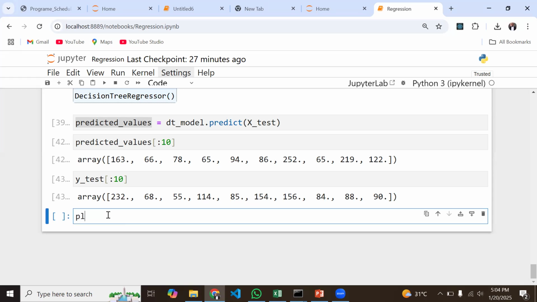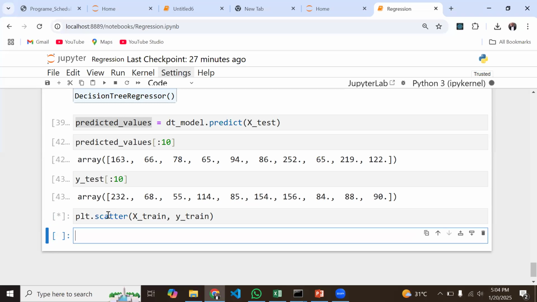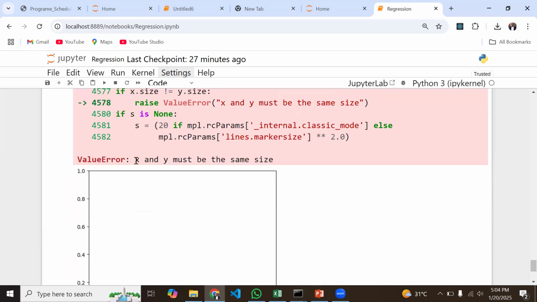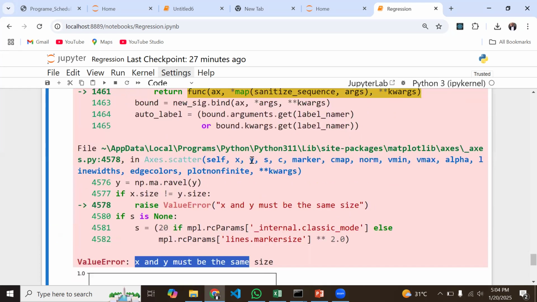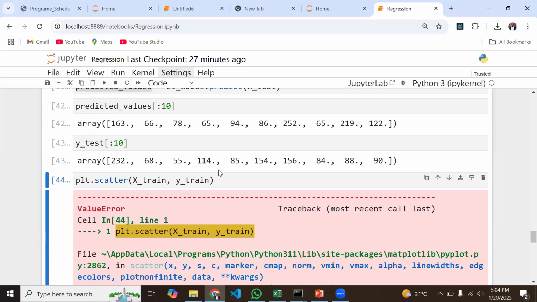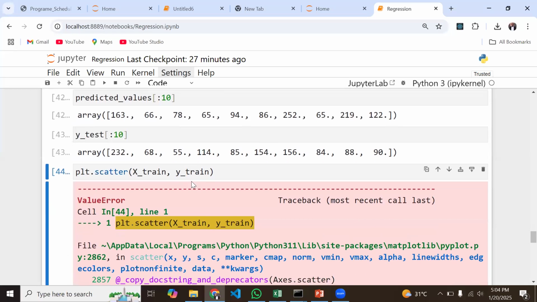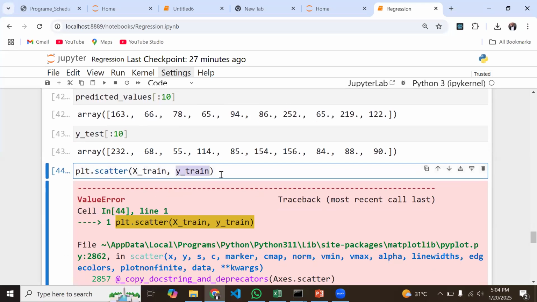So when I do, for instance, plt.scatter, and I pass in the actual data, the actual data I passed in was my X train and then my Y train this way. It says X and Y must be of the same size. Oh, okay, sorry. X train, Y train.